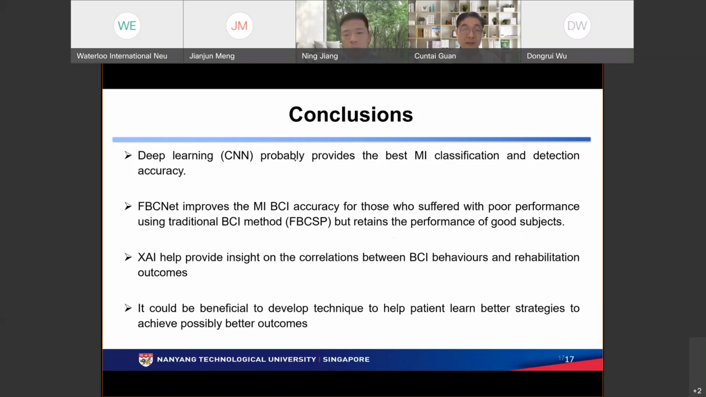We also compare with the feature-based approach, which performs much better than the feature-based approach as well.